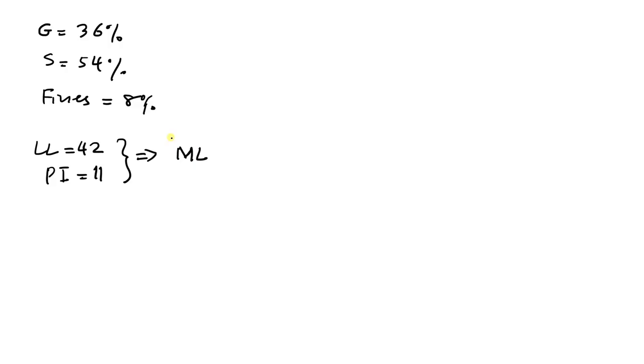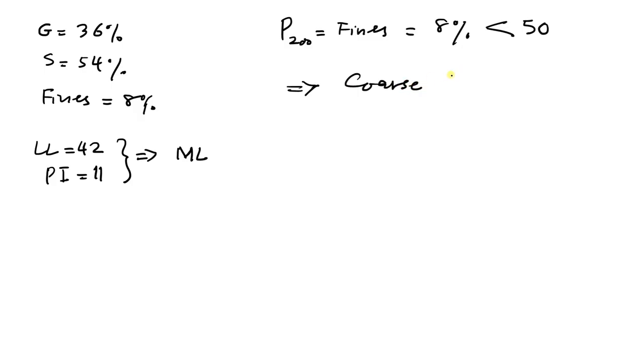Okay, now we have to first look at what is passing 200. Remember, passing 200 are the fines. How much is passing 200? It is 8%. And because it is less than 50%, these soils that we are dealing with are coarse grained soils. This is the very first step that we have to look at.